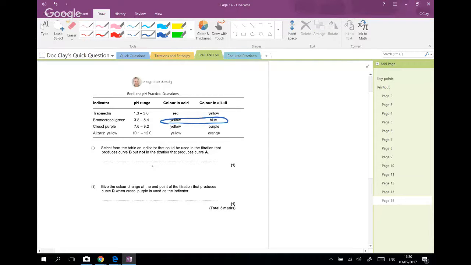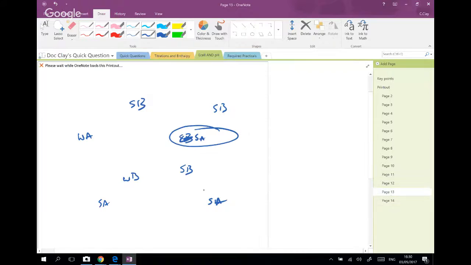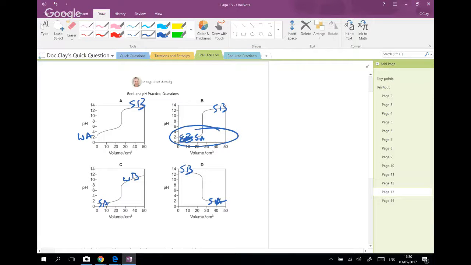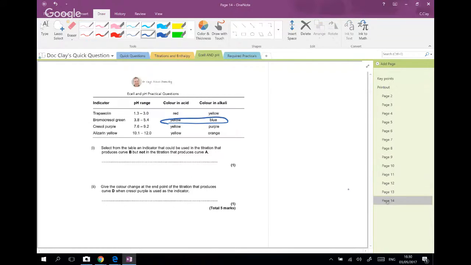Give the color change at the end point of the titration that produces curve D when cresol purple is used as an indicator. So for D, we're looking at cresol purple when it's an acid. So cresol purple when it's an acid, we'd expect this to be yellow.